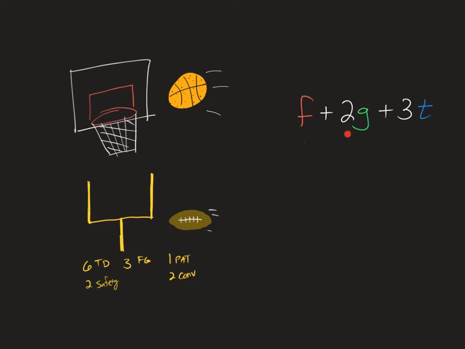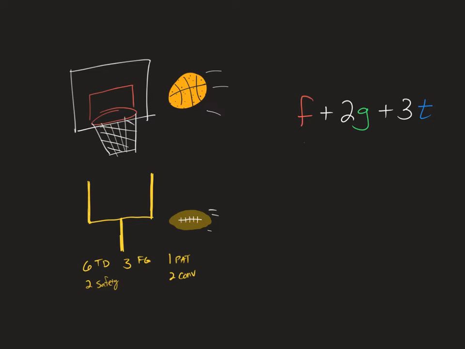Every time you throw a two-pointer, they call it a goal or a field goal, every time you get a field goal, you get 2 points. And then there's 3-point shots, and you get 3 points for each time you earn a shot. So if you add all these together, you're going to get the points for a basketball game.